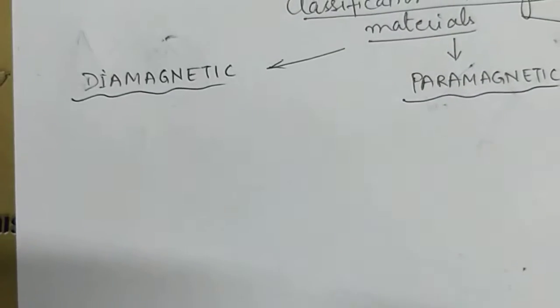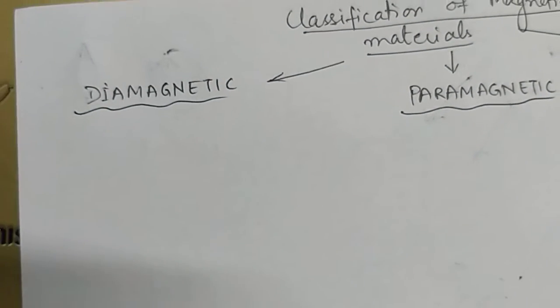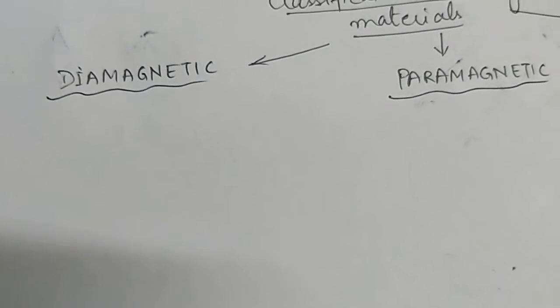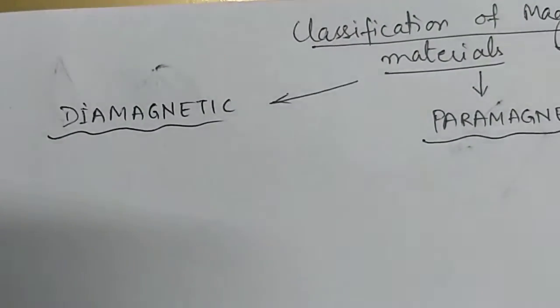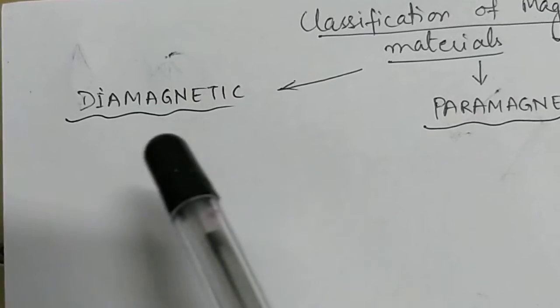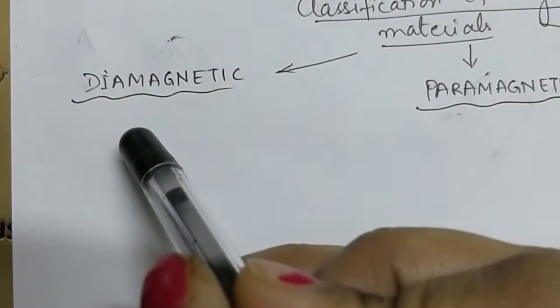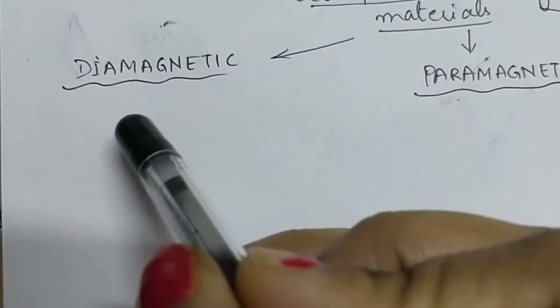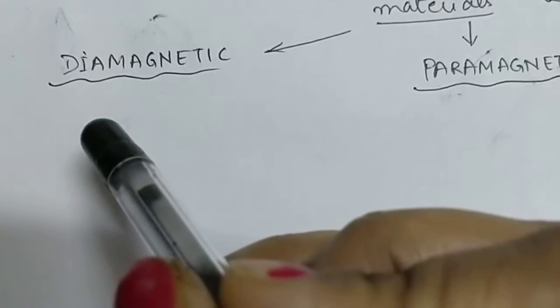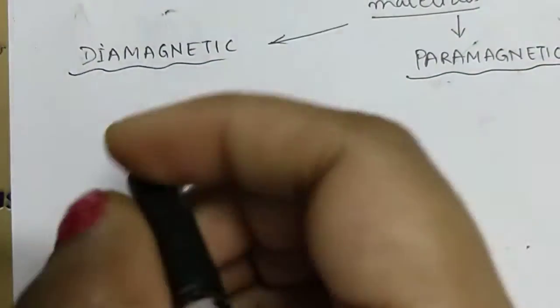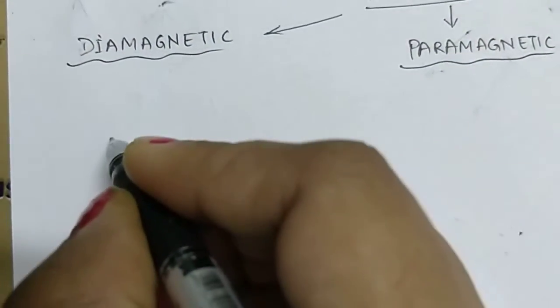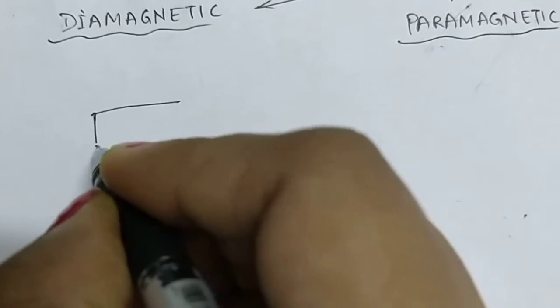In diamagnetic material, the electrons in the atom are paired, so individual atoms and molecules do not possess any net magnetic moment, because paired electrons have opposite spin, so they cancel each other's magnetic moment.